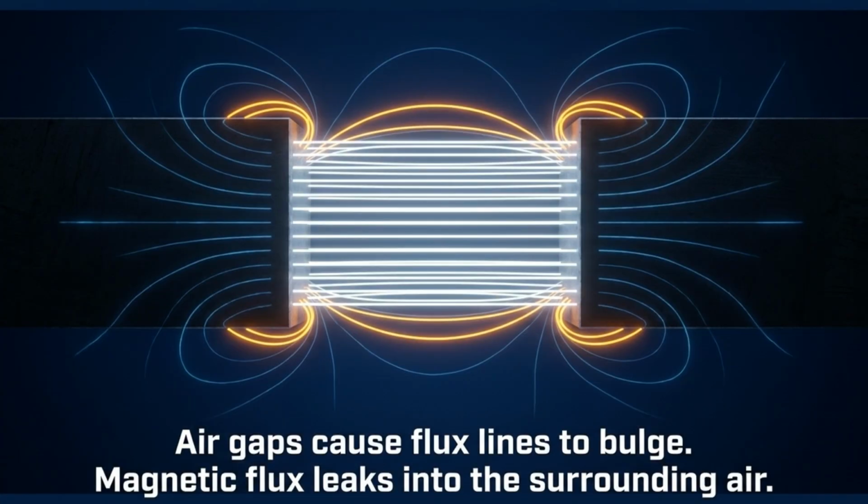Air gaps cause flux lines to bulge, a phenomenon known as magnetic fringing. This also leads to magnetic flux leakage into the surrounding air, reducing the effective flux.